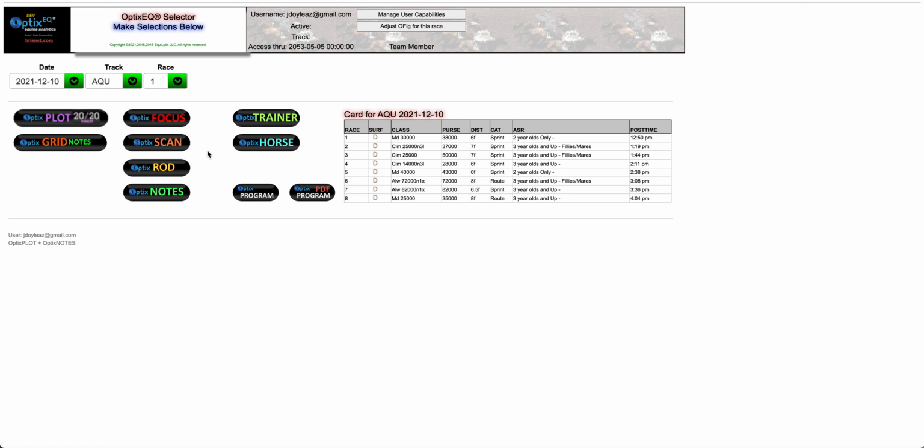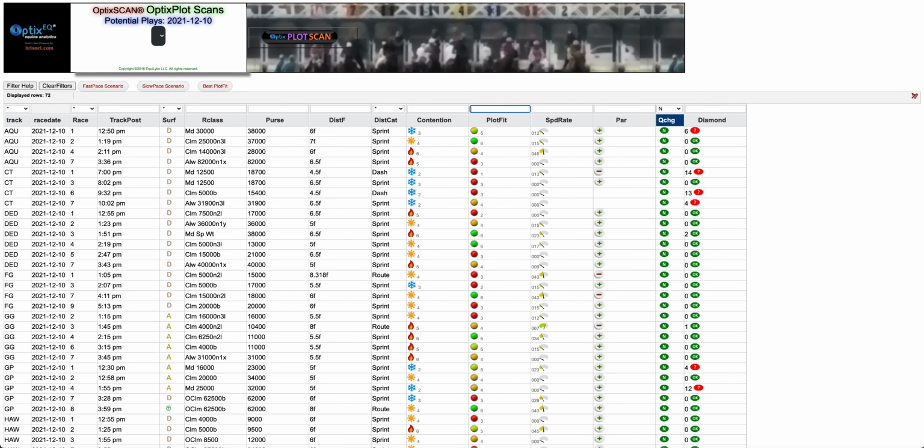First of all, when you get Optics Plot, you get this utility called Optics Scan. So I'm going to click that. And what that does, it brings up all the races, all the plot information for races for that day. And so what I like to do is kind of sort or filter a little bit here.